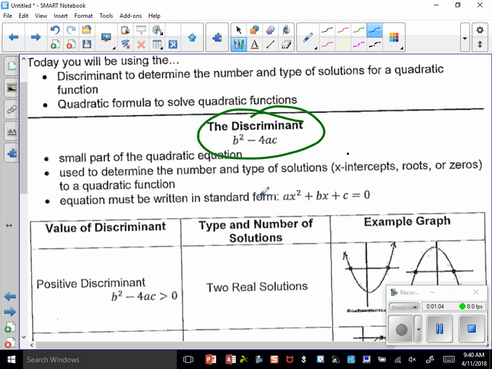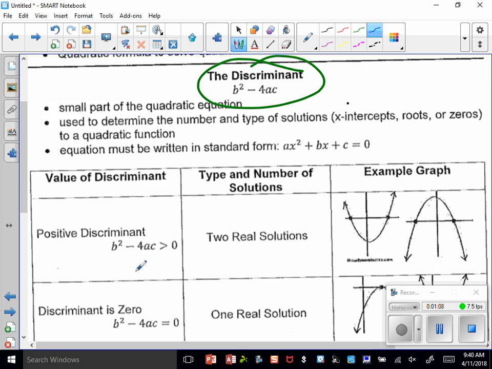these numbers here. So when you do that, if that number comes out positive, or greater than 0, then that means you have two real solutions, or two roots, or two x-intercepts. And so that means that the parabola will be crossing the x-axis at 2 points. So we can actually determine the x-intercepts without having to graph.